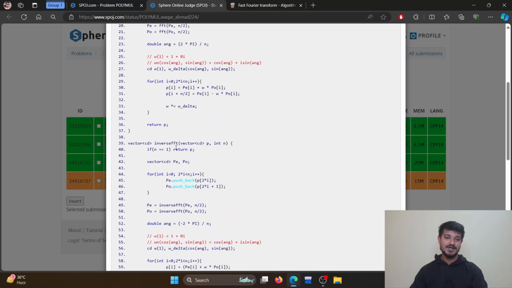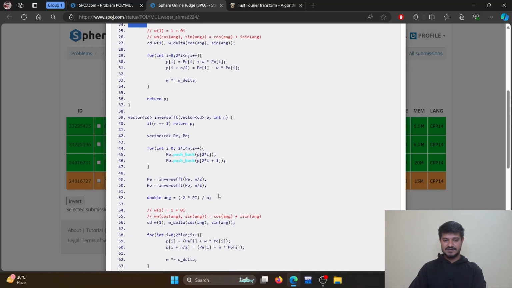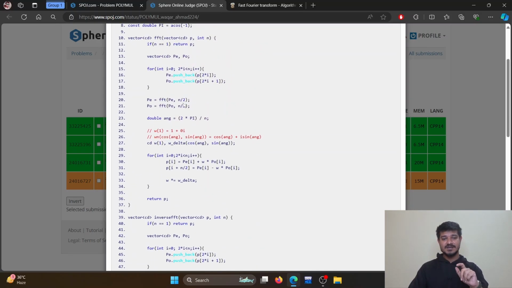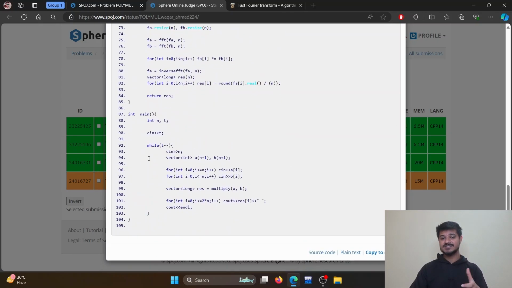Important part here, FFT and inverse FFT have the exact same implementation, except they differ only at one line. When you calculate the angle for FFT, it is 2 pi by n. For inverse FFT, it is minus 2 pi by n. That's it. Since these two differ only by a single line, you can actually write a single function to perform FFT and inverse FFT. All right, so this is the total solution, and I have already submitted it. It works. I'll give the link of this solution in the description.